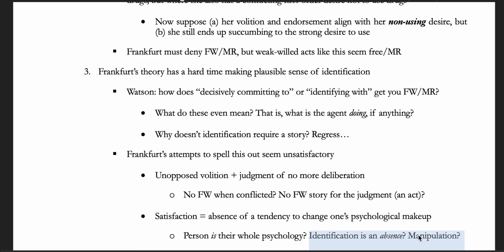In any case, another problem is that identification seems to be an absence, which is weird because it seems like an endorsement or identification is something that you would do.